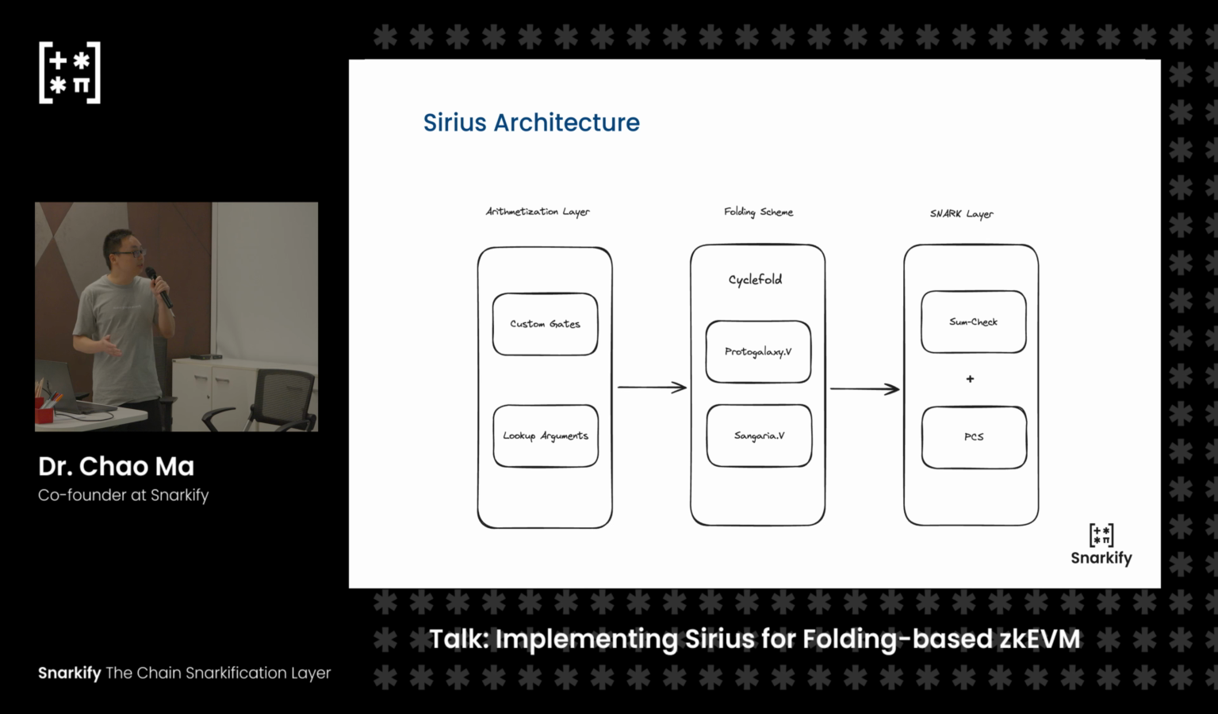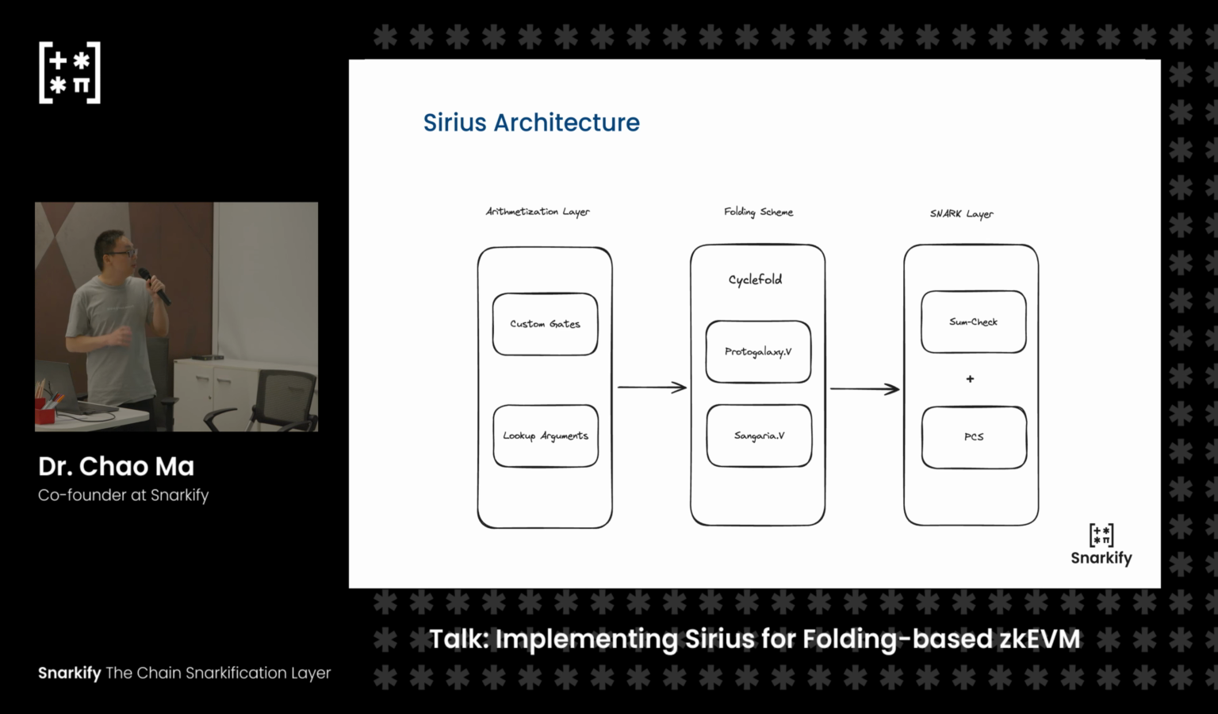After the conversion by the arithmetic layer, we enter the middle layer, which is the core part of the library. We call it the folding scheme layer. What we had before is the Sangria IVC folding, and currently we are migrating to, or implementing a new feature to change it to, the CycleFold folding scheme, which I will explain in the third part. Inside CycleFold there are two major components: one is the ProtoGalaxy verifier, and one is the Sangria verifier. They are both used as part of the IVC folding circuit.